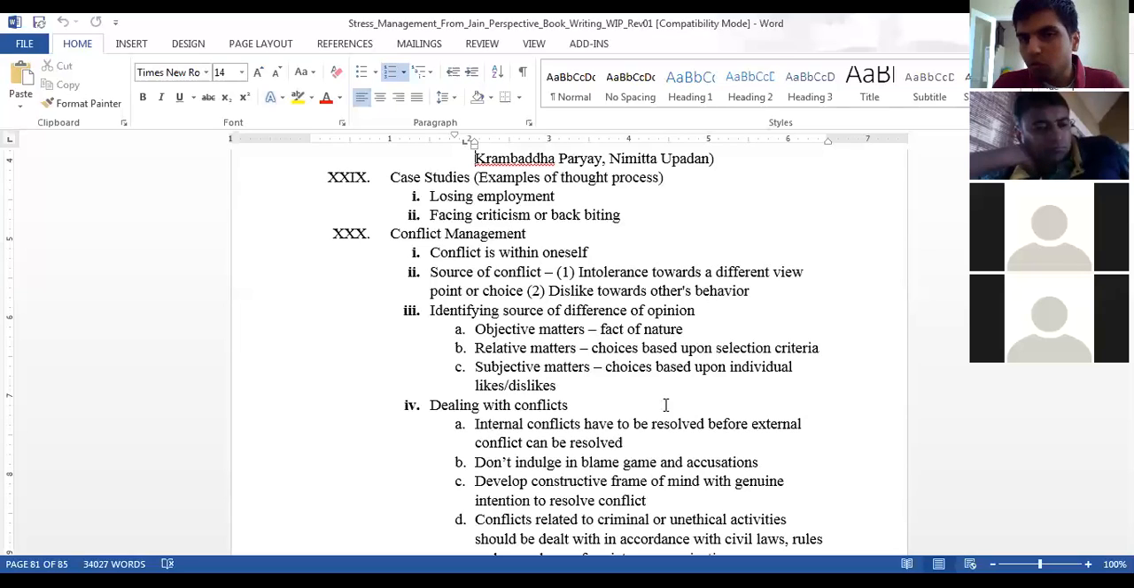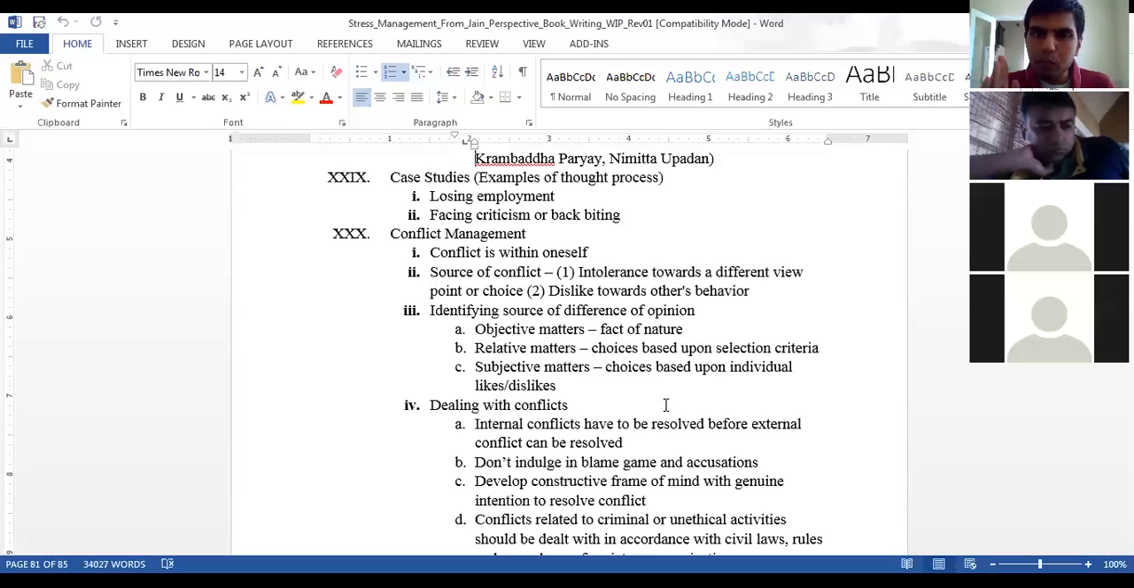So one of the first things to do when we are in a conflict, I'm trying to make a flow chart here that helps us think through the conflict. We should first think, is this conflict towards a different viewpoint or choice? Is it my intolerance towards a different view or choice? Or second, is it because of the dislike towards others' behavior? You can just classify it in these two main categories.